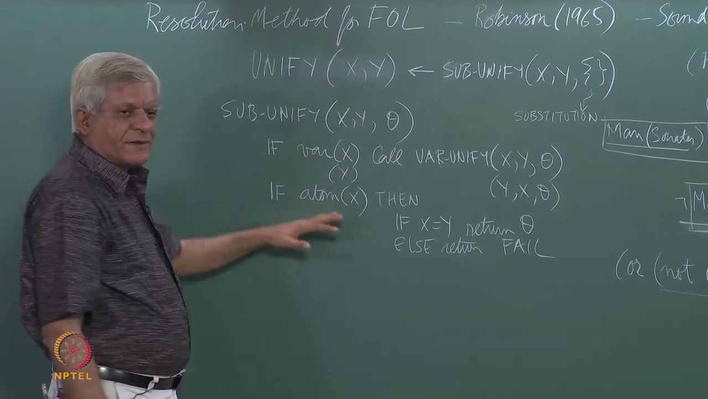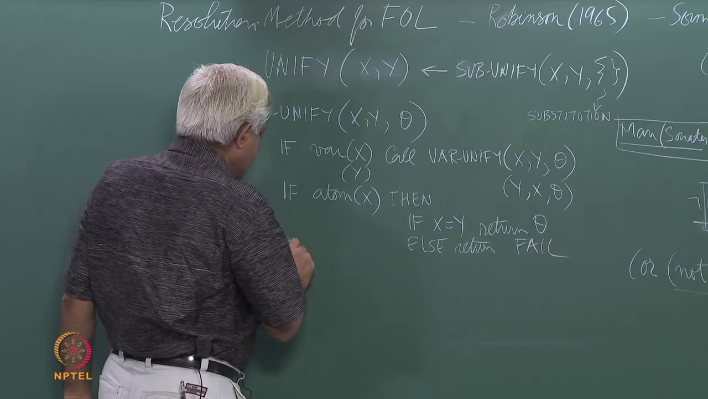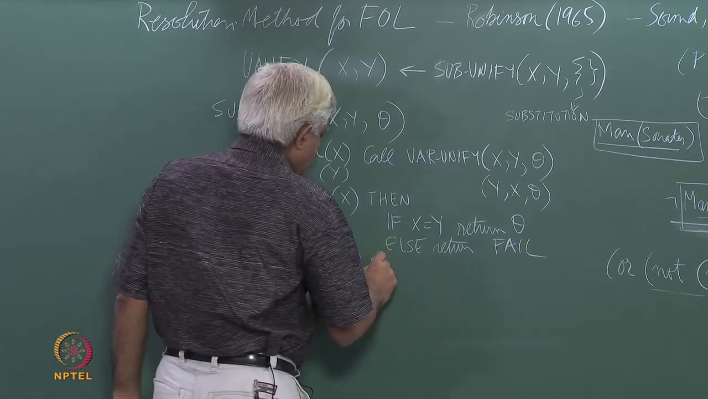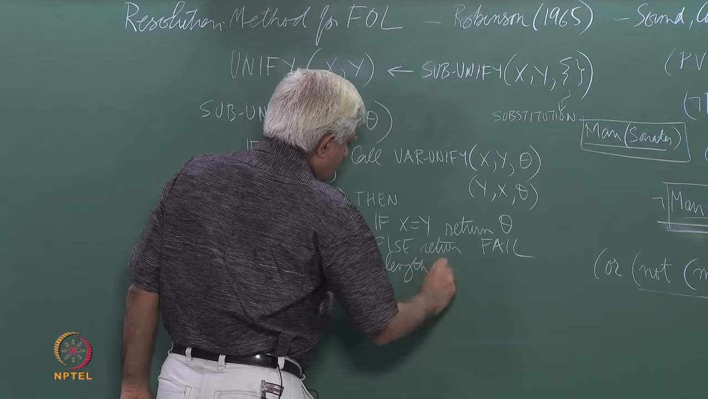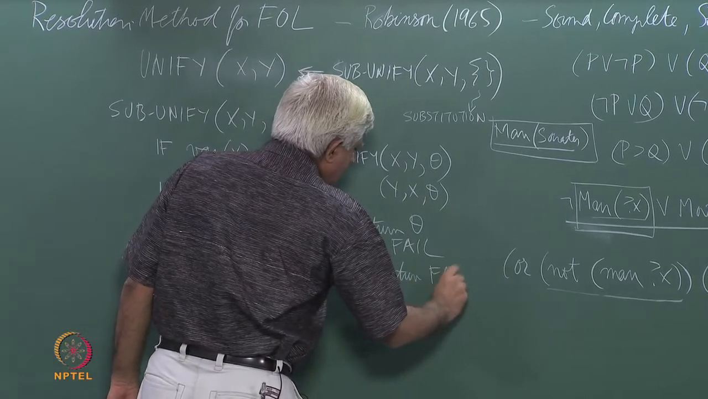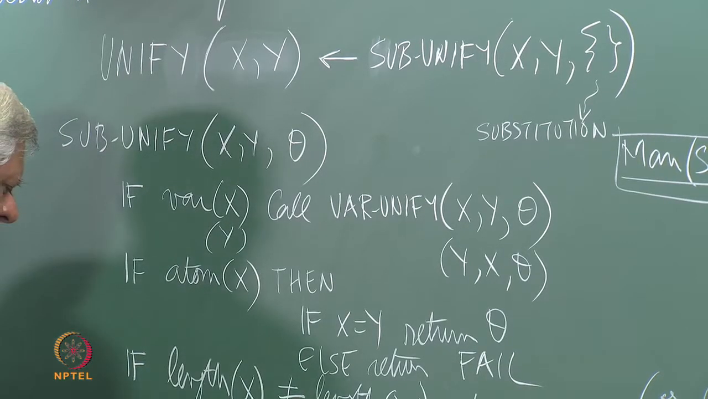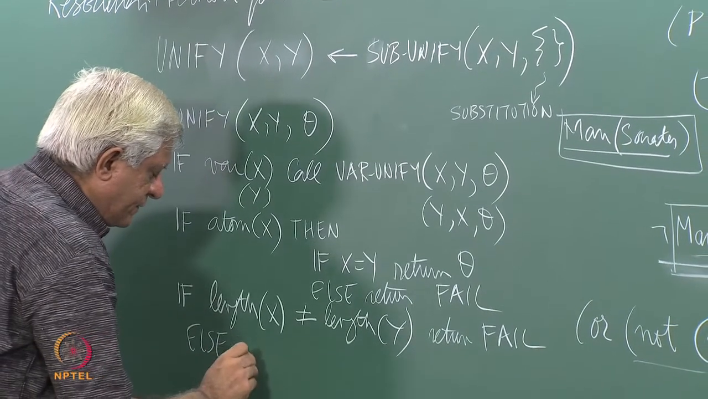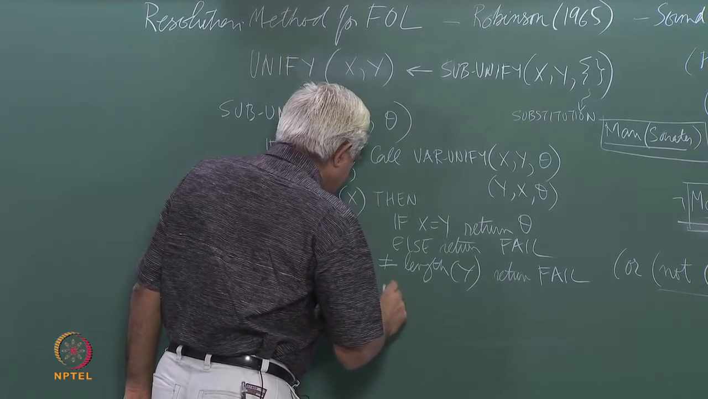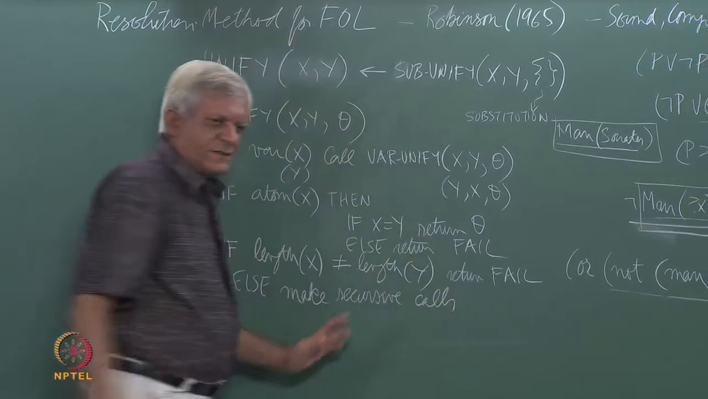So, if it is not a variable and if it is not an atom, it must be a list. Then we say if length of x is not equal to length of y, it is a list, so we can compute its length, return fail. If the two lists are of unequal length, then you can never make them match. Else make recursive calls. I will just write it like this. Appropriate recursive calls. What does that mean?